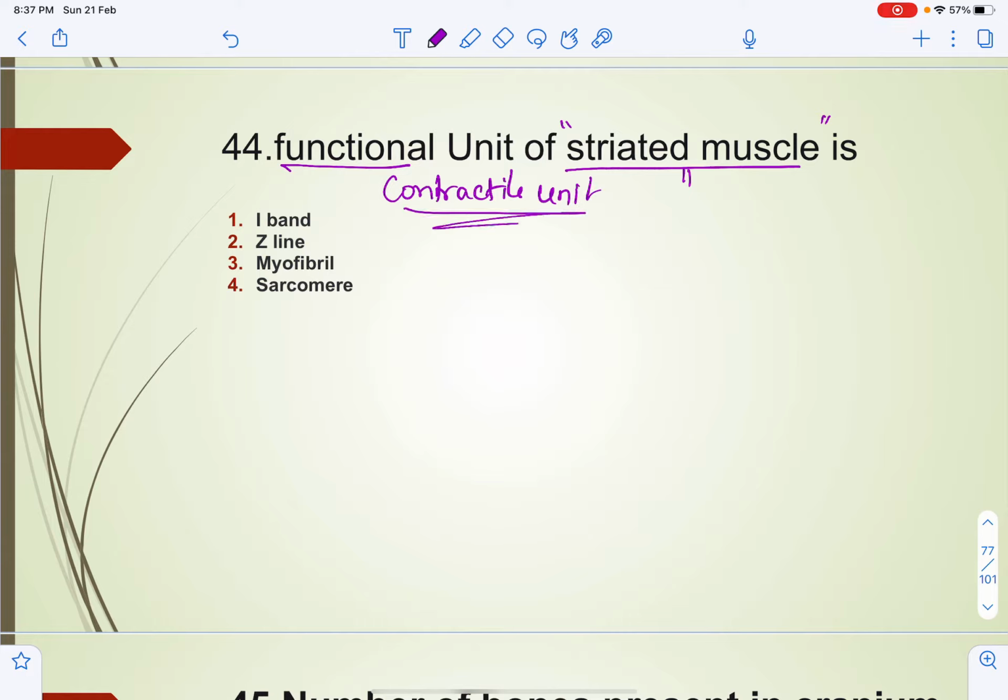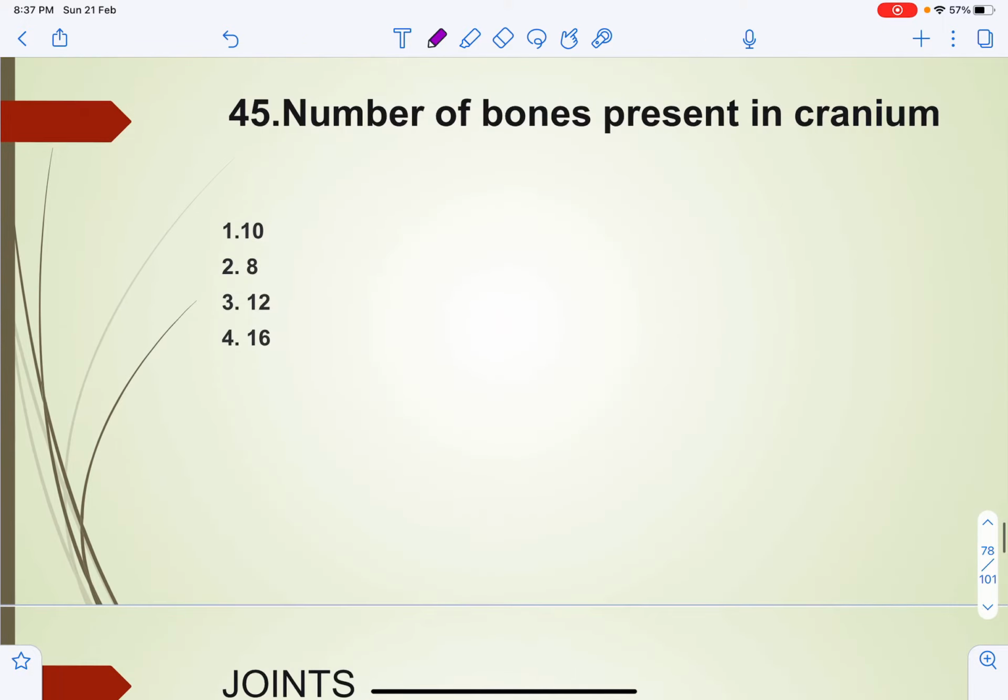Contractile unit. The answer for that is sarcomere. The I band is generally isotropic. The Z line is what is seen in the I band in between. And myofibril means these are the myofilaments. Next question.